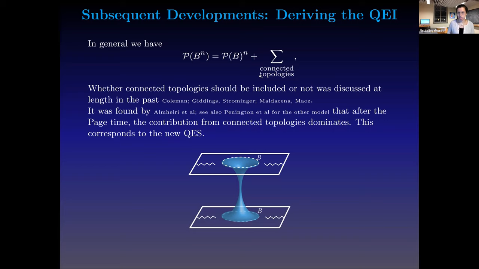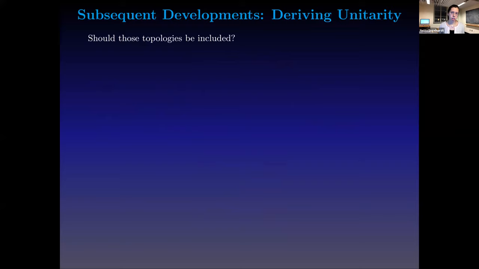Now, this is not exactly news. Whether connected topologies should be included or not is a subject that has been discussed in the past. And it was found by the East and West Coast groups that after the Page time, or the analog in this Euclidean picture, the contribution from these connected topologies dominates. And this is exactly what corresponds to this jump in the quantum extremal surface, the fact that the connected topologies dominate over the disconnected ones. Now, should these exotic topologies be included?